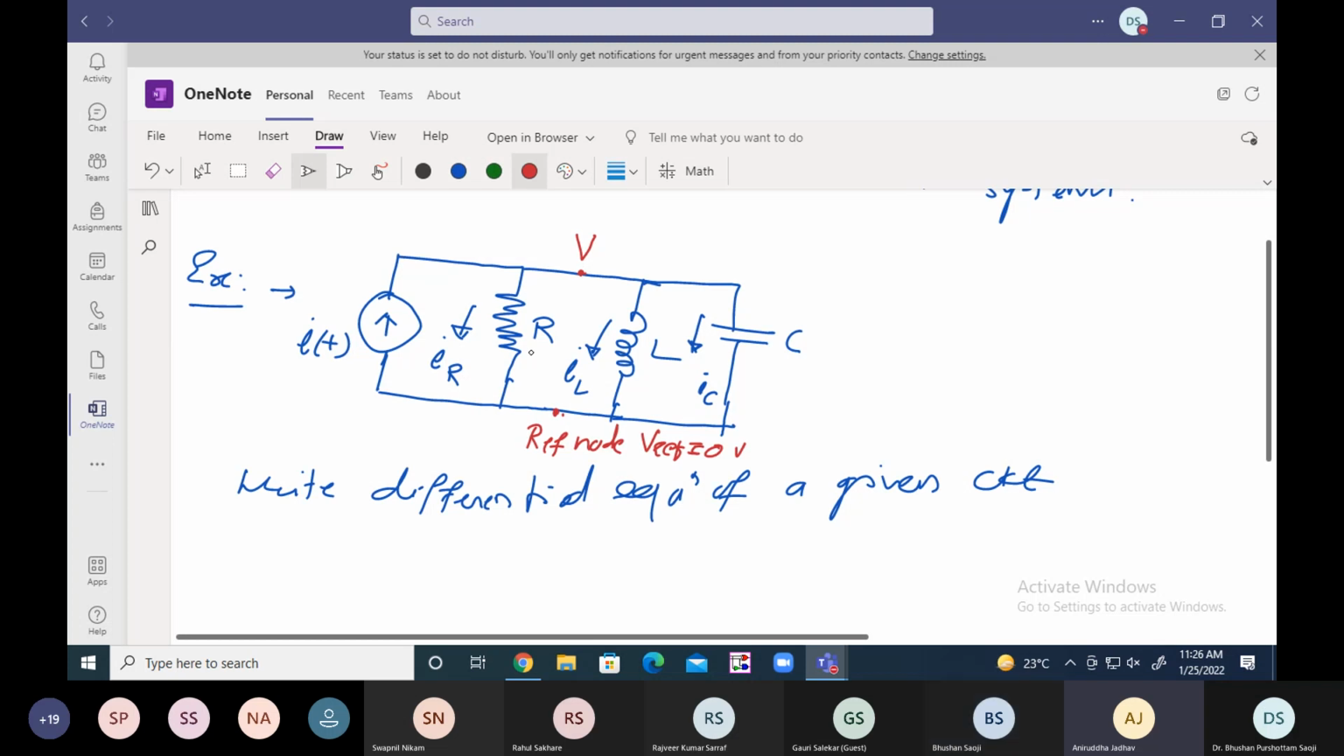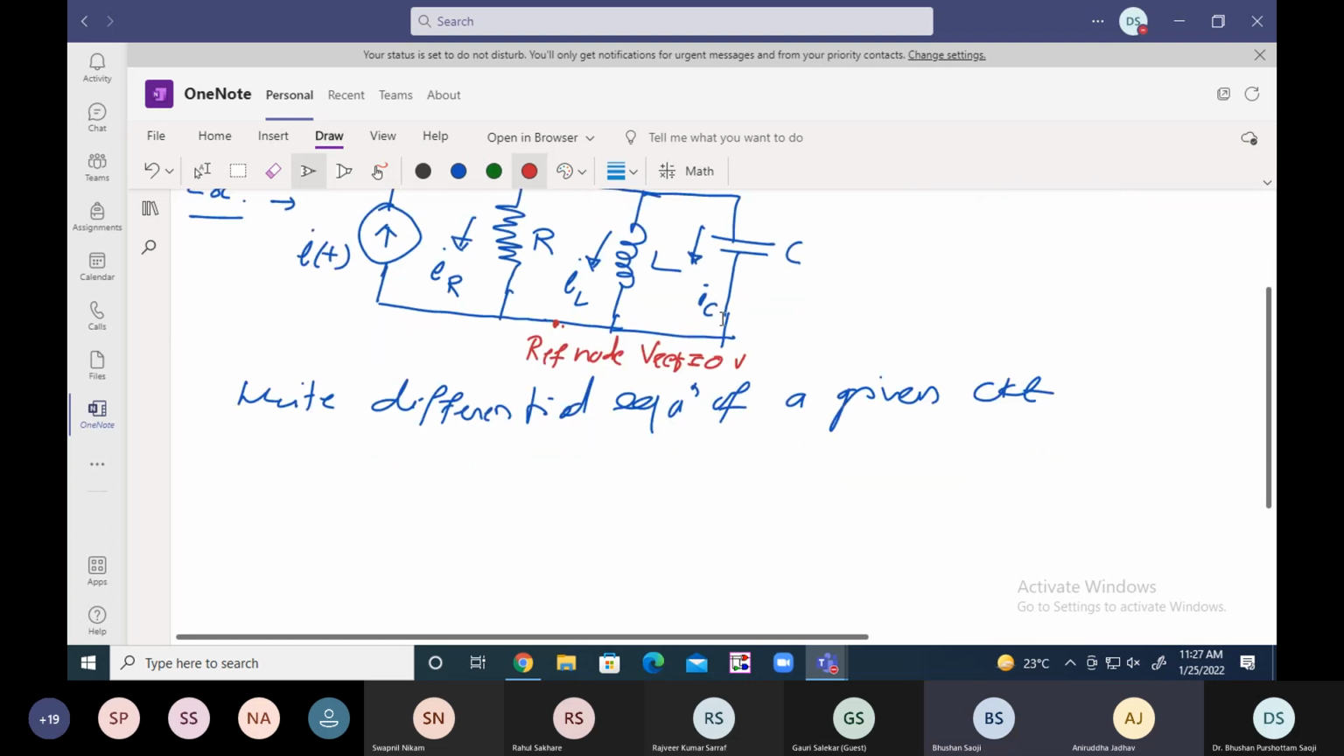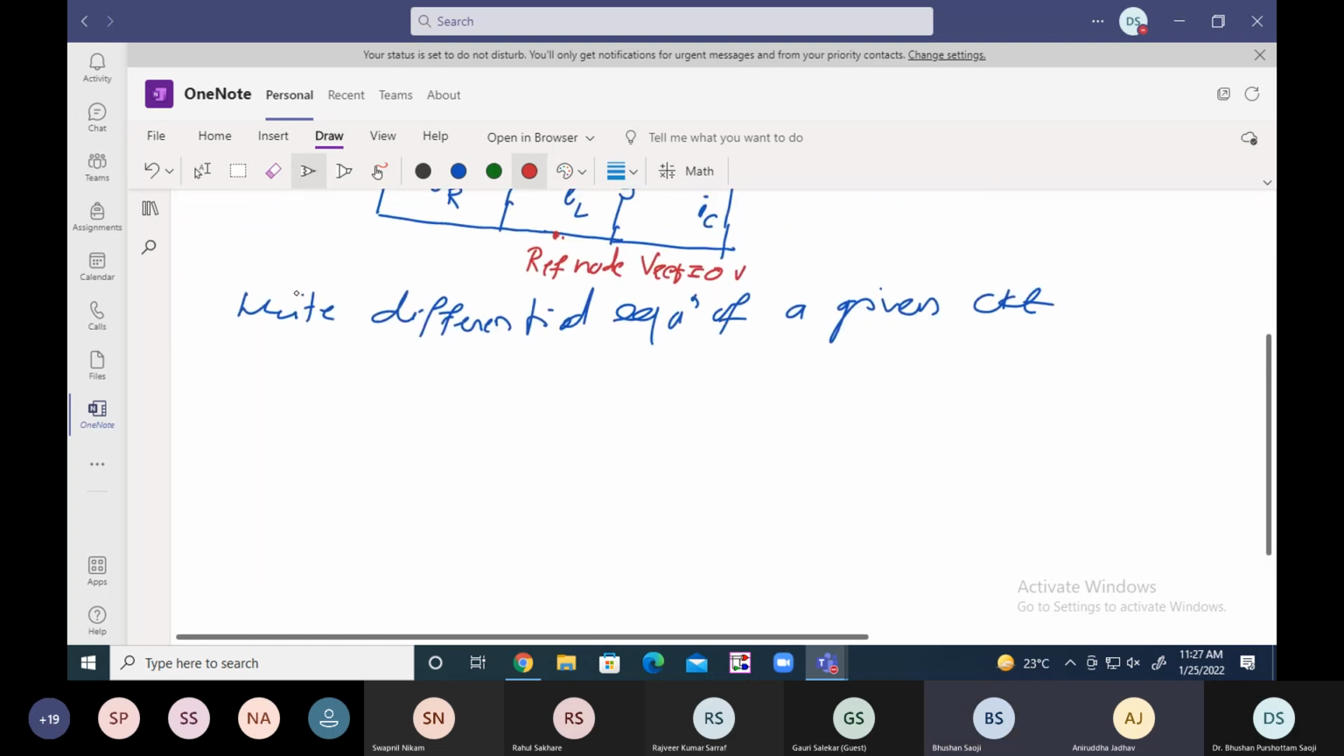Now see here, R, L and C, they are connected in parallel. So definitely they have the same voltage across each component. Resistance, inductance and capacitance are connected in parallel. So they carry different currents, but the voltages are the same across all the components. So here, in the solution, apply KCL to the node.